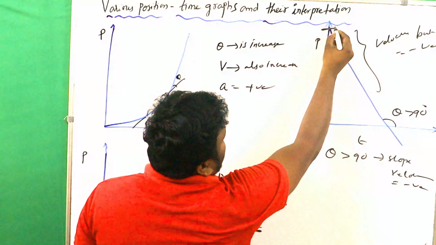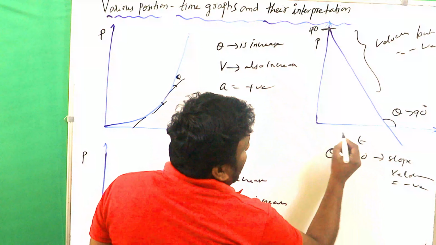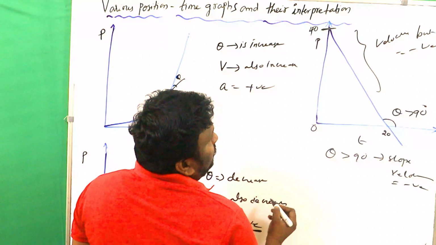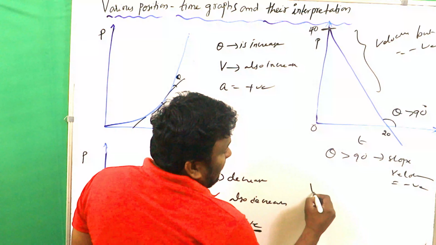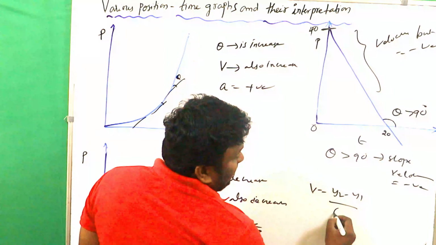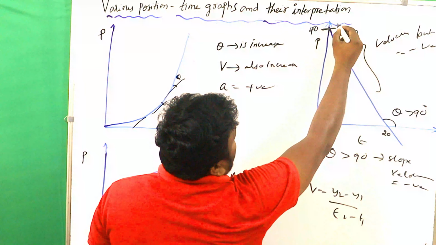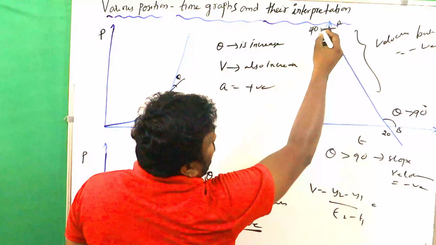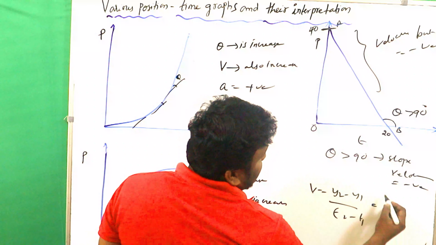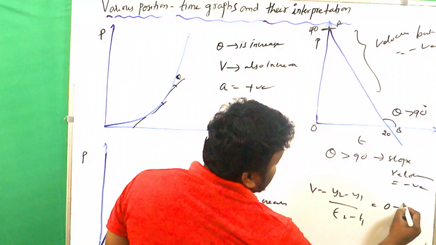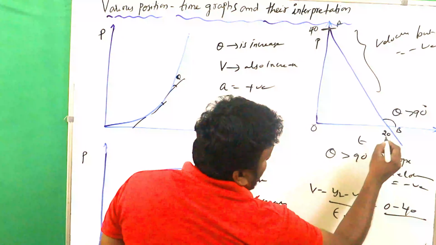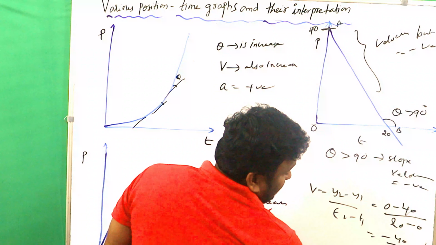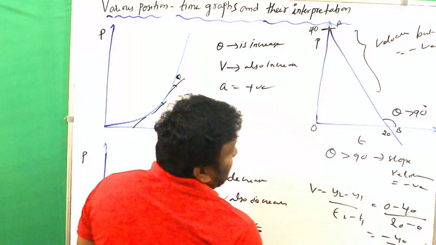For example, at this position the value I am going to take is 40, and here some 20, and it is 0. So obviously velocity is equal to (y2 minus y1) by (t2 minus t1). This is the position A, the starting position, and this is the final position B. At position A what you have? Yes, 40 is there. At B you have 0. So 0 minus 40 by 20 minus 0, that is minus 40 by 20, obviously minus 2 meter per second.